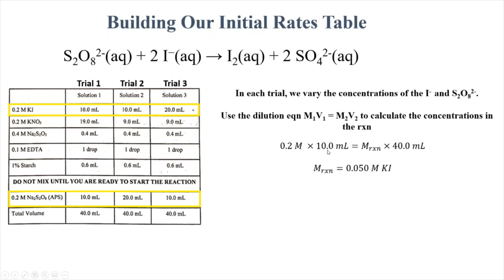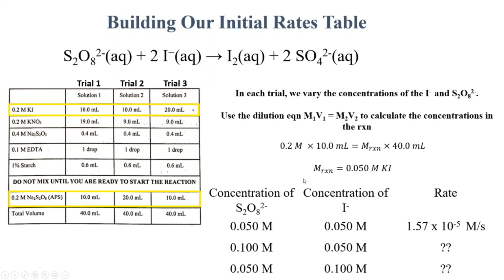Now remember, we can do this with mLs because the units are going to cancel out anyway. You can convert this to liters if you want, but when you use M1V1 equals M2V2, you don't have to convert to liters because the units will cancel. And you could do this for all of these: solution 1, solution 2, solution 3. You can get the concentration for KI and the concentration for the peroxydisulfate using M1V1 equals M2V2. You should practice that because this is something we could ask you on the quiz. Don't just take this for granted. Even though we do the math for you, you should know how to do M1V1 equals M2V2 for the quiz.